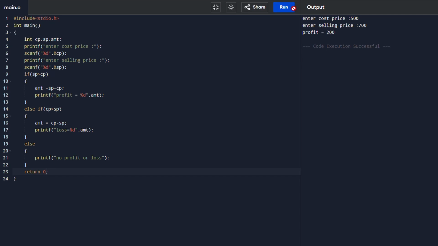Now let us run it again. Enter cost price, we take 800, as I explained in the second condition during code writing. 600 for selling price, it should display loss of 200, so it shows loss of 200. Now let us run it again. Cost price we have taken 1000, selling price again 1000, it should display no profit or loss.